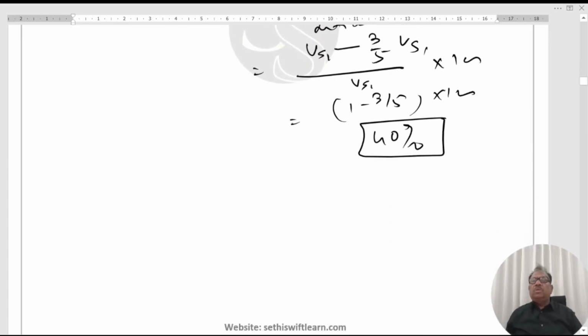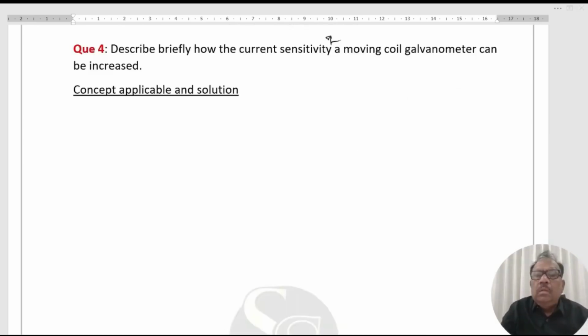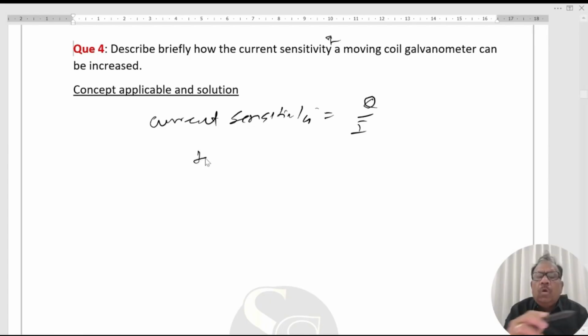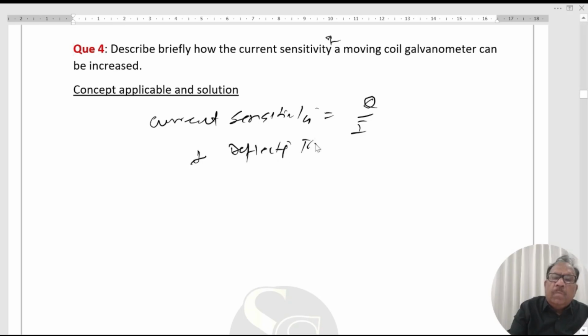Next question. Describe briefly how the current sensitivity of a moving coil galvanometer can be increased. Current sensitivity is equal to deflection per unit current. In the galvanometer, deflecting torque is equal to the restoring torque.